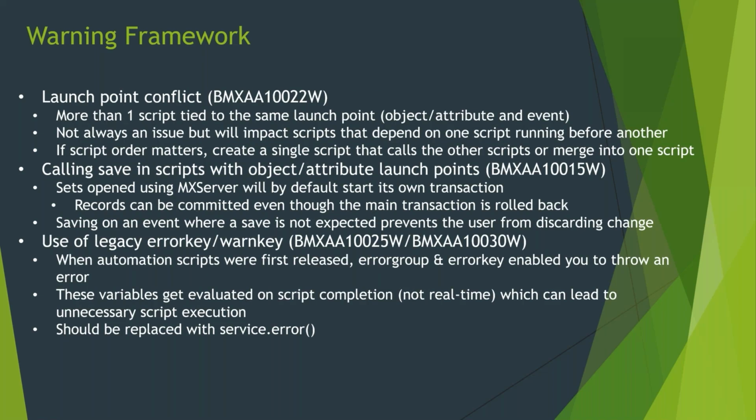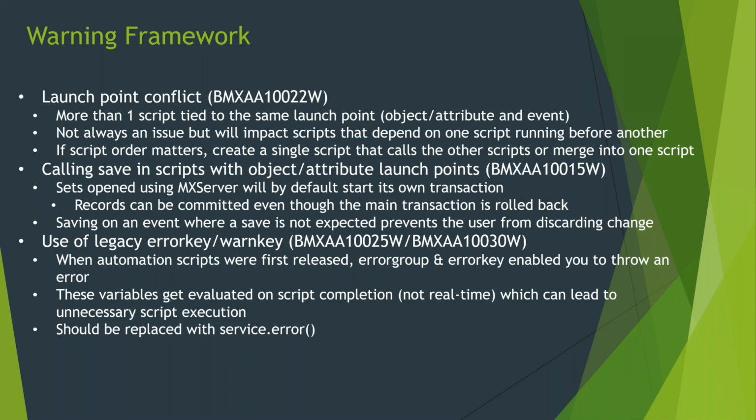So I wanted to talk about a couple of the examples and explain why these are things that we have right now, and then we'll get into the actual demo side. One of the examples is a launch point conflict. Contrary to what the name implies, it doesn't necessarily mean that it's a problem, but we see a lot of times where customers will have multiple automation scripts tied to the same event.